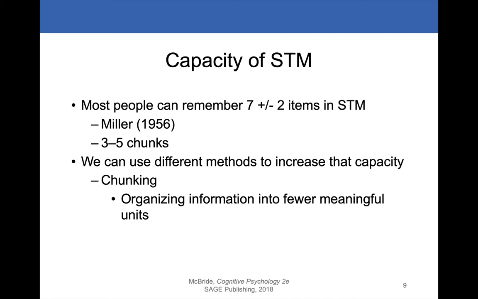So the capacity of short-term memory does depend on the type of information as well as your limits of attention. But remember this magic number 7 plus or minus 2. It's usually referred to as the magic number, right? Which is the number of objects we can hold in short-term memory.